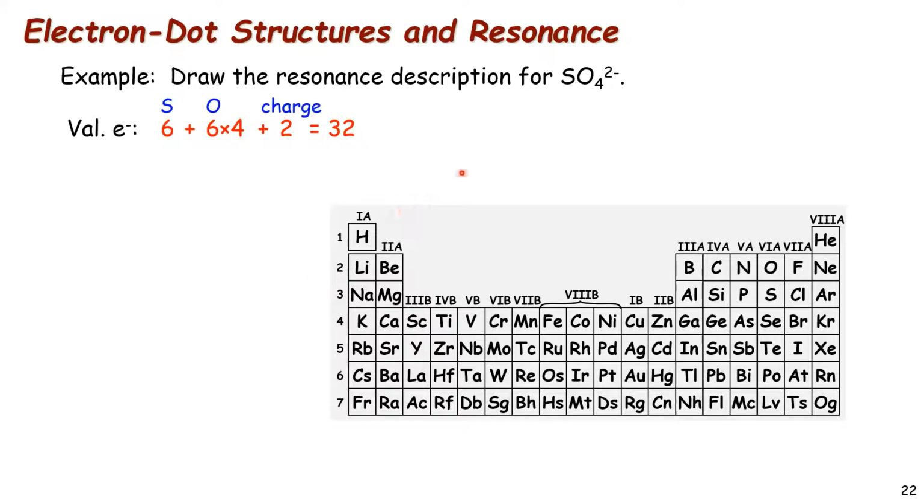Again, we're going to look for the least electronegative element. So we have sulfur and oxygen. So here's oxygen. And remember, the electronegativity decreases as we go down.